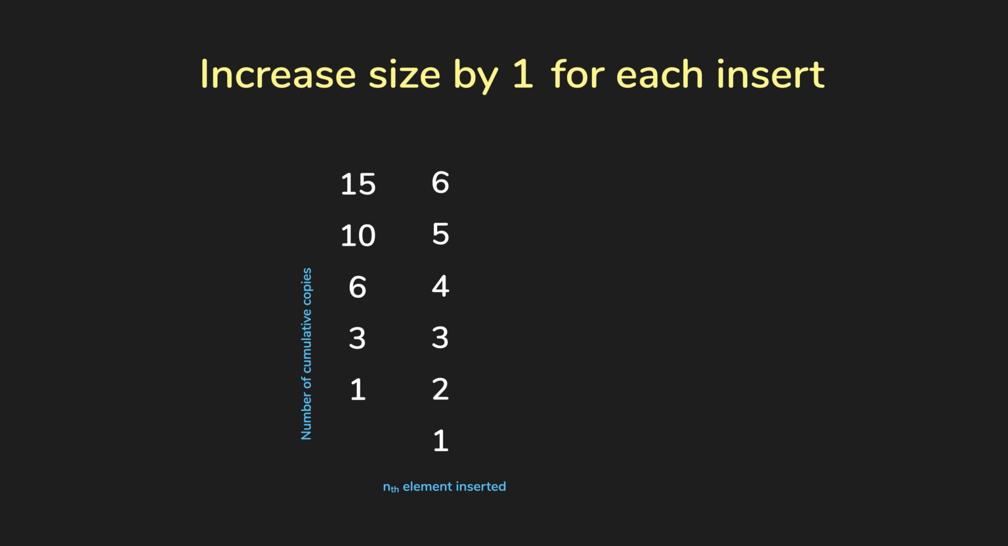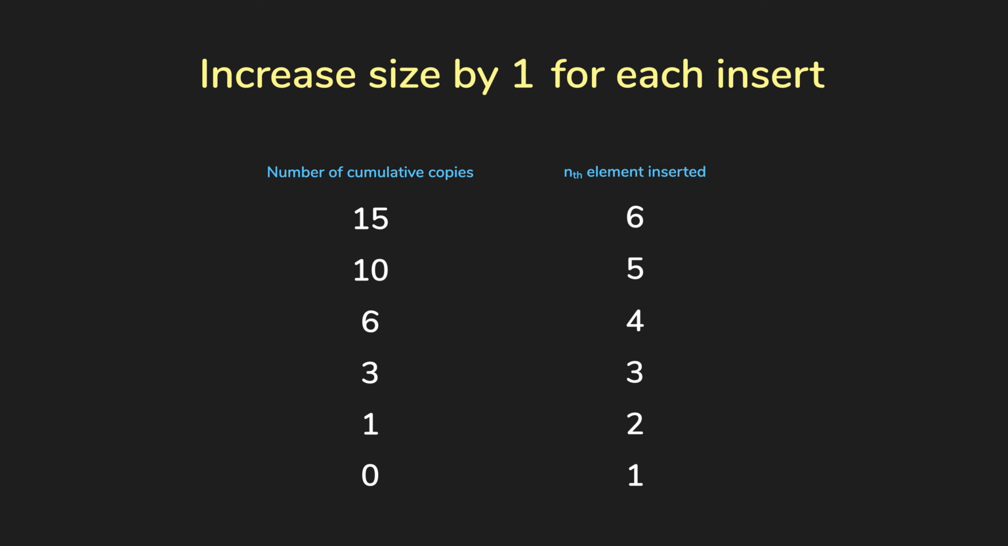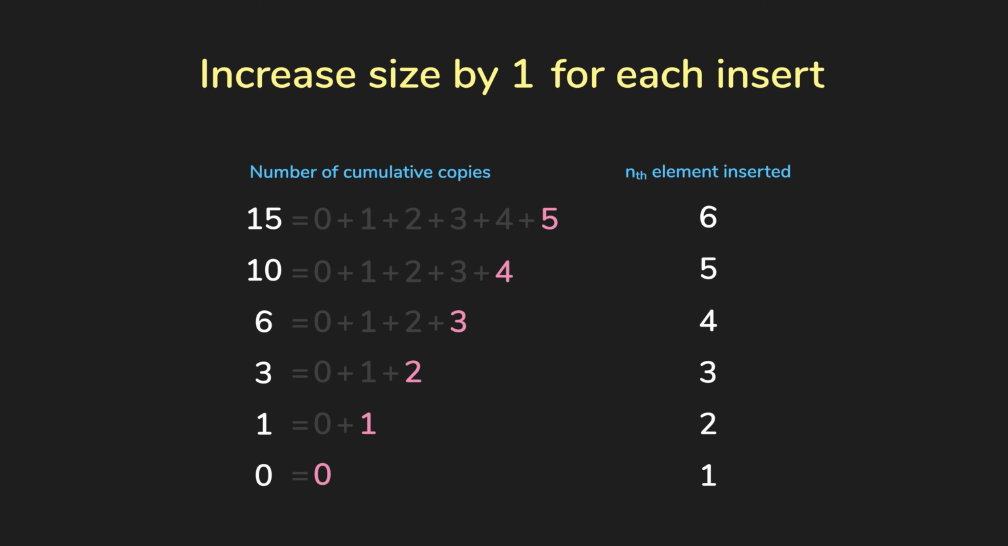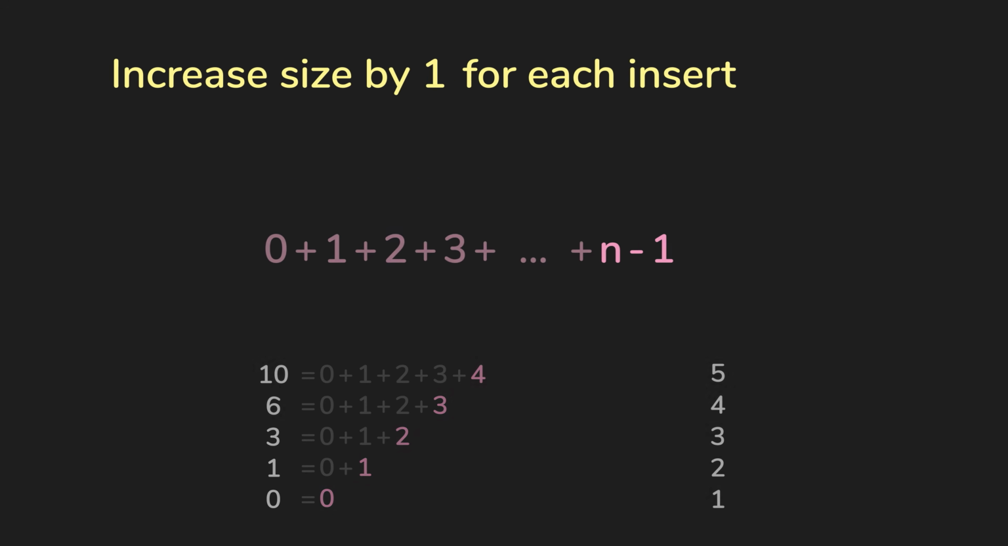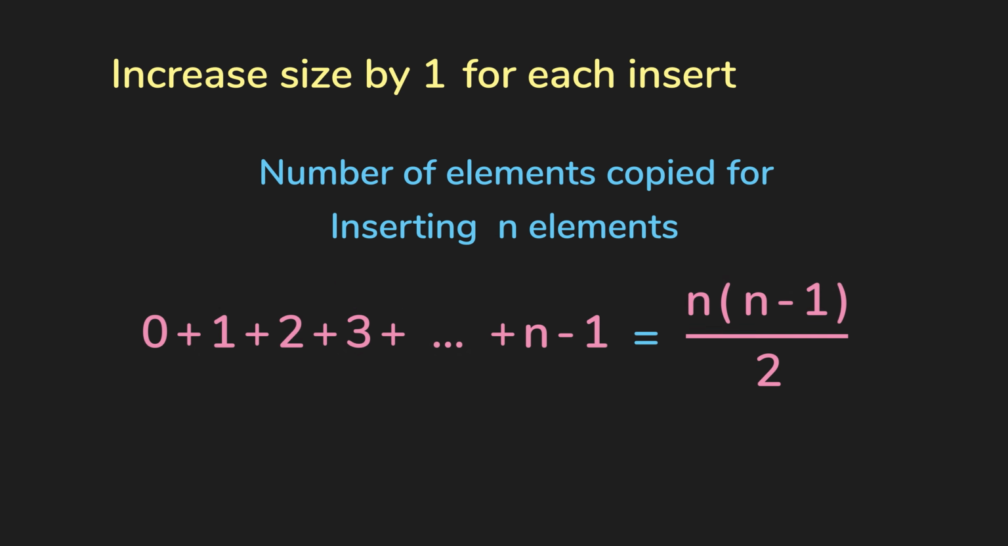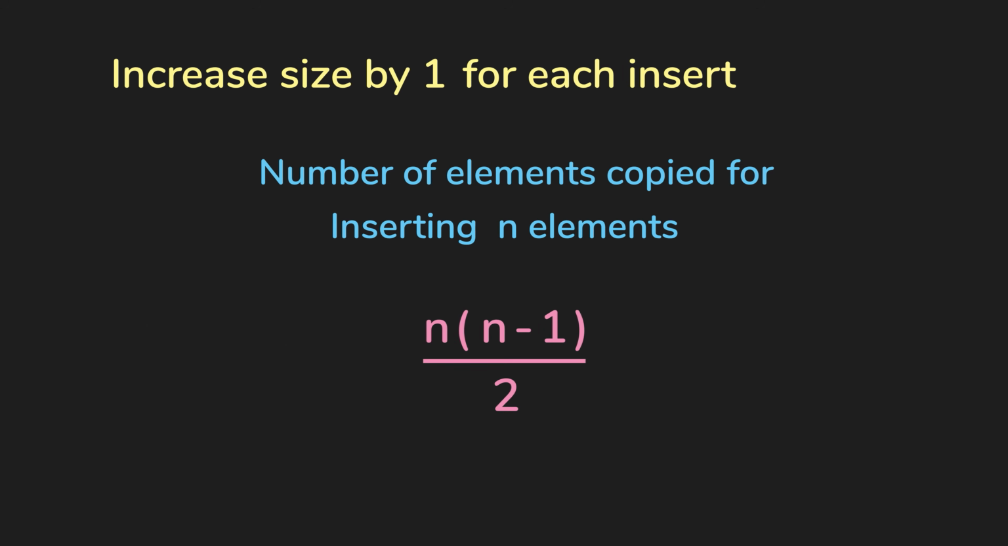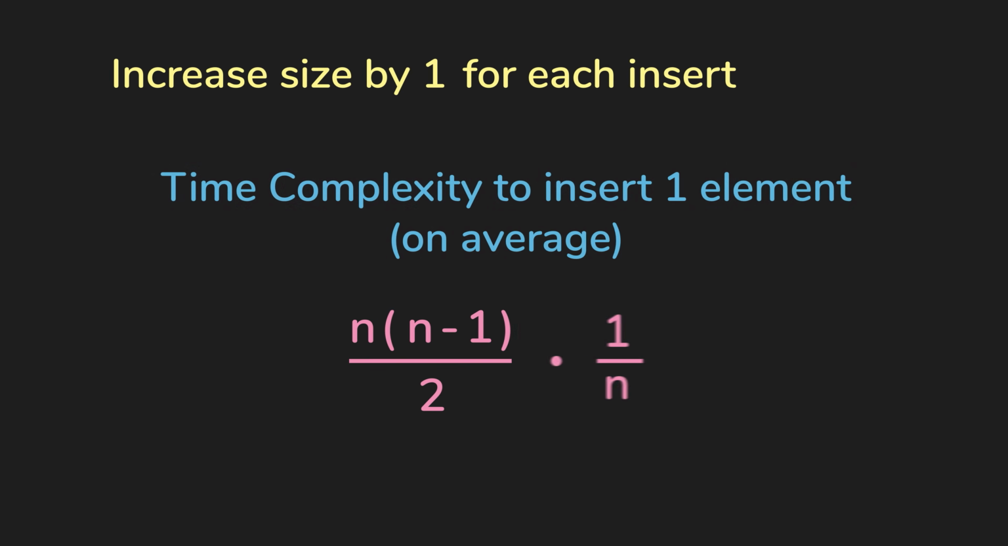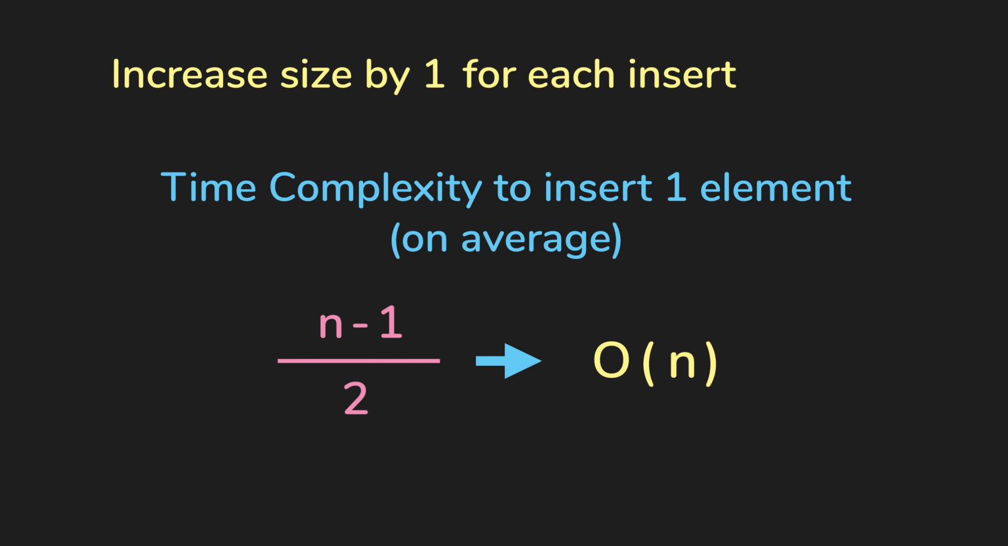For the first method, this is how many copies we have to perform to insert n elements. We have 0 plus 1 plus 2 plus 3 plus 4 plus 5 plus all the way up to n minus 1. And if you know your summation formula, you know that this is equivalent to n times n minus 1 divided by 2. So this is for inserting n elements. So to get the average or the amortized time complexity, we can divide this by n. So for each element, the average number of copies for an insert is n minus 1 divided by 2. And that is basically O of n for the time complexity.